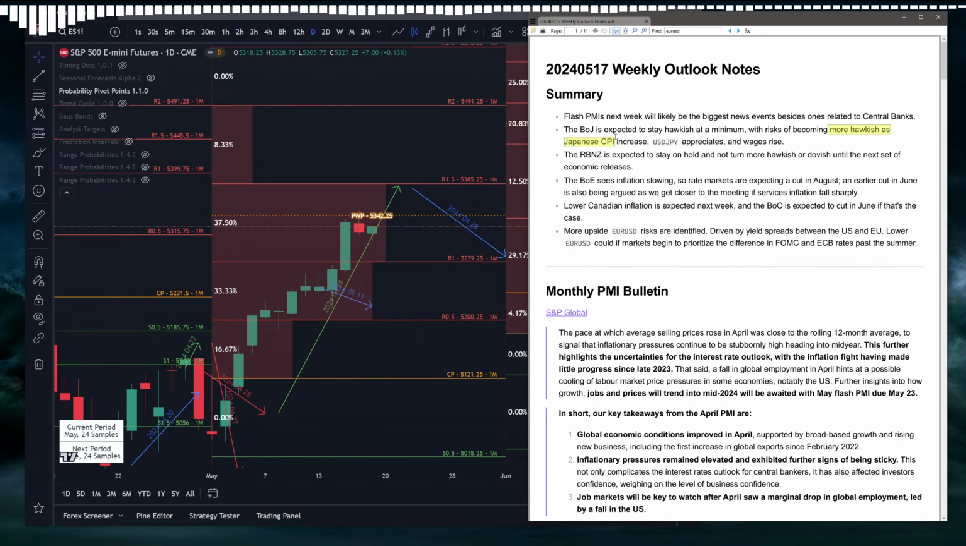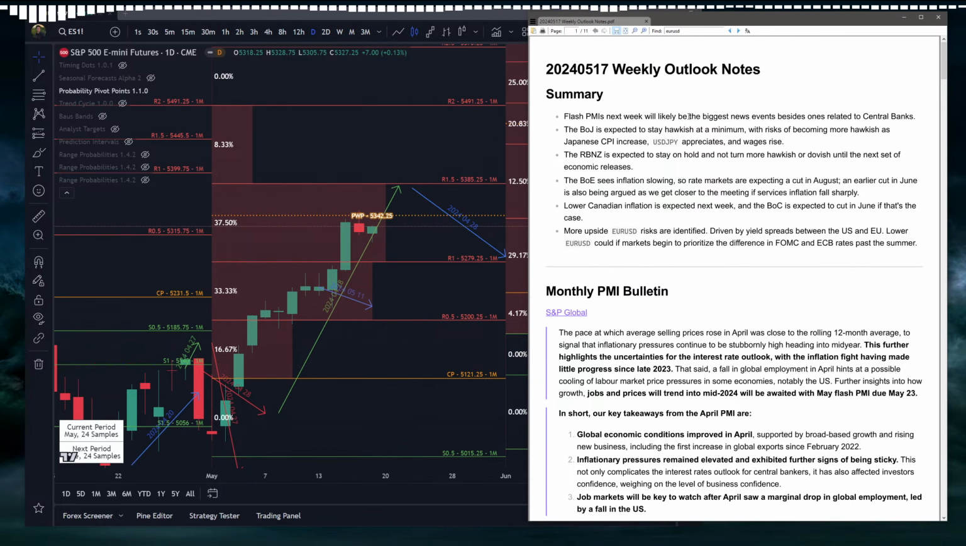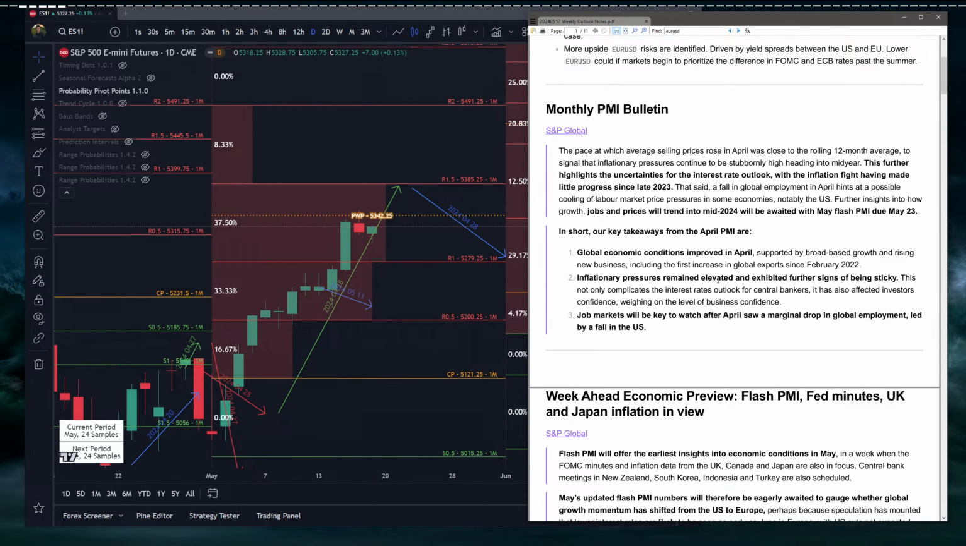We have Japanese CPI. We have flash PMIs. Oh man, yeah. I should probably say the biggest piece of news next week is probably going to be these flash PMIs and some of the inflation readings that we're getting. Like we're getting inflation out of Canada, Japan, UK. Let's see here. Let's go through some of these outlooks.